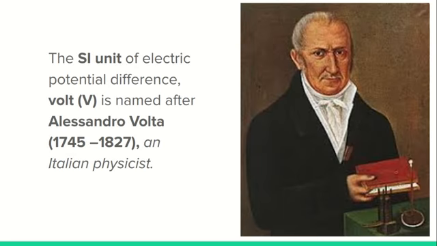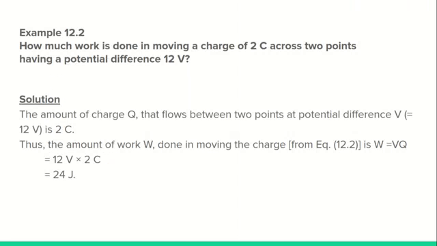The SI unit of potential difference, volt, was named after Alessandro Volta, 1745 to 1827. He was an Italian physicist. Now, based on whatever you have understood till now, we shall see a question and a solution.